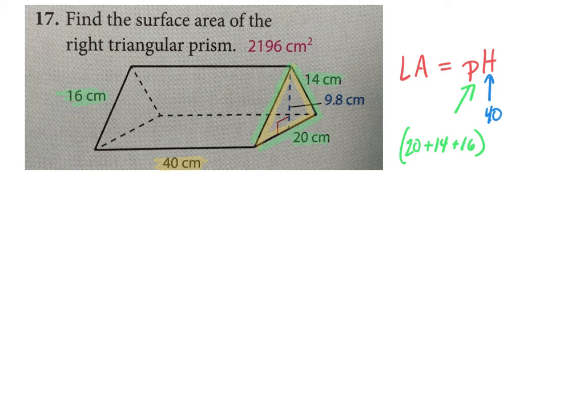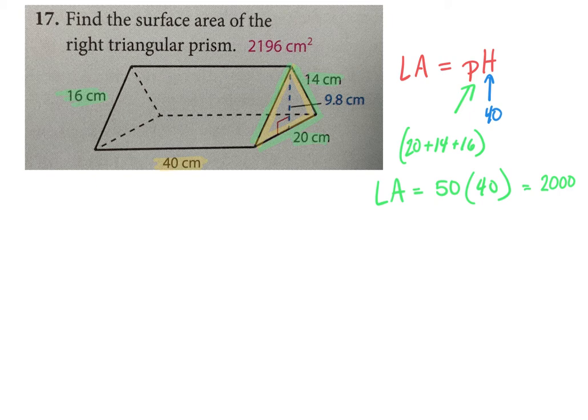What do I get when I add those? 20, 14, and 16. Should get 50. So my lateral area is going to be 50 times 40. So far, so good, right? That's my lateral area, which should be 2,000, yes?